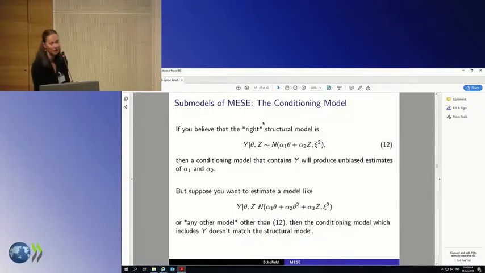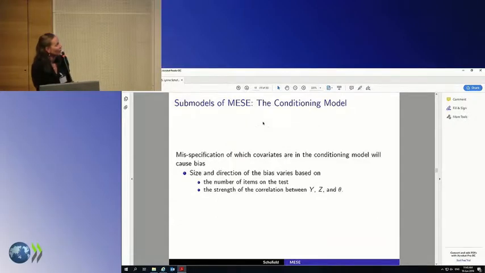So I ran a few simulations to give some examples of exactly how this works, and again, this is in a very simple case. In these simulations, I'm going to show that misspecification of which covariates are in the model will produce bias, but the amount of bias is a big part of the question. The amount of bias is going to be based on the number of items on the test, essentially how much measurement error there is in our value of theta, and the strength of the correlations between y, z, and theta themselves. So let me show you a pretty simple set of simulations to give you an example of what I mean.